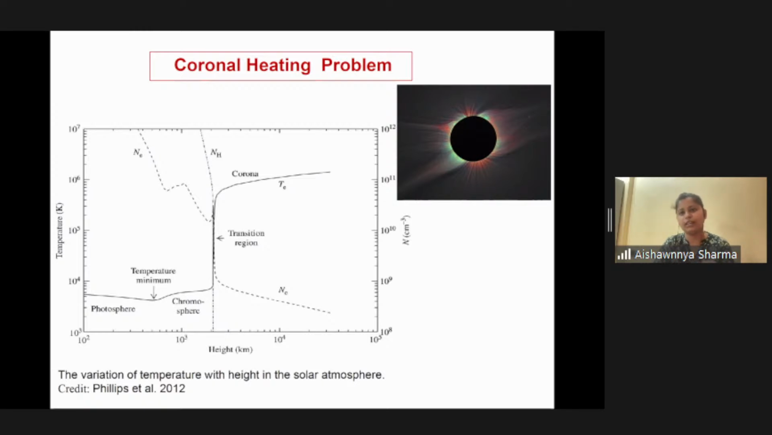Here in the small panel, I am showing the solar corona. Generally we cannot see the solar corona with our naked eye, but during an eclipse, when the Sun is obstructed by the Moon, we can see the very faint corona. But here we see that the corona is not very simple. There are magnetic field lines, so it is very structured. And here the temperature rises to a million Kelvin. Next slide.